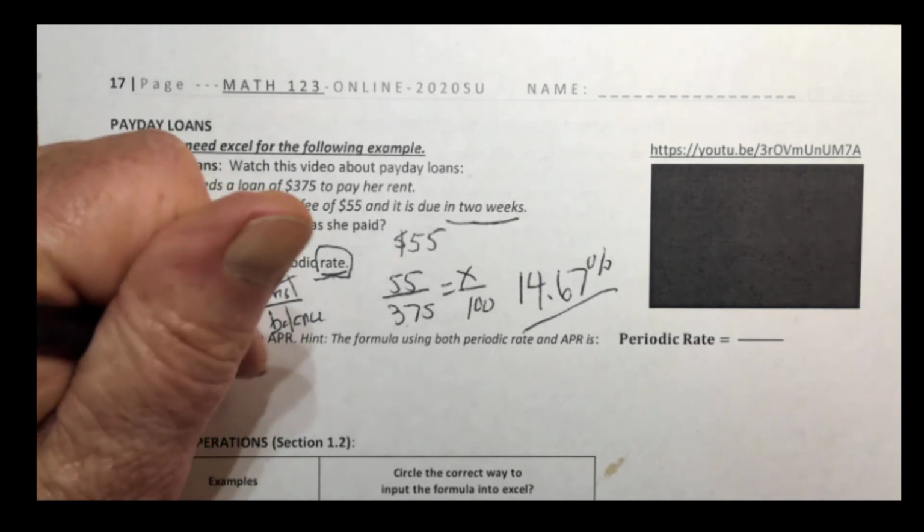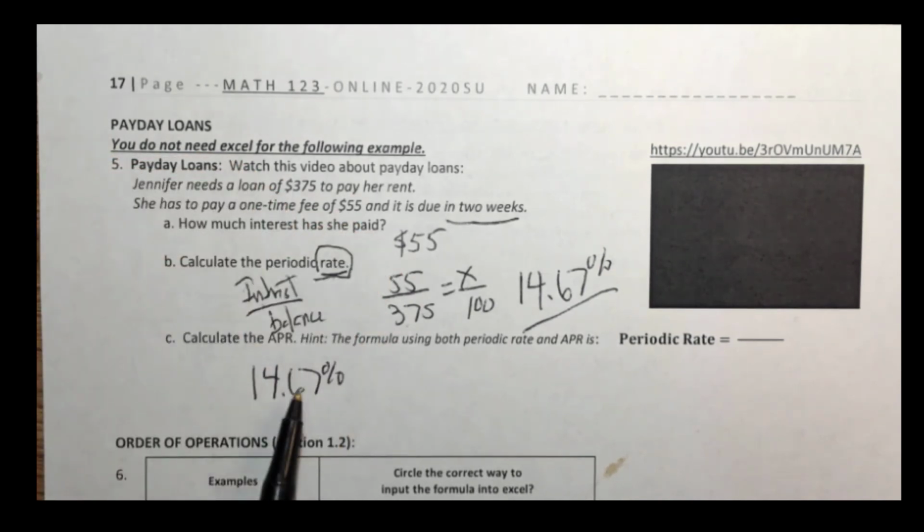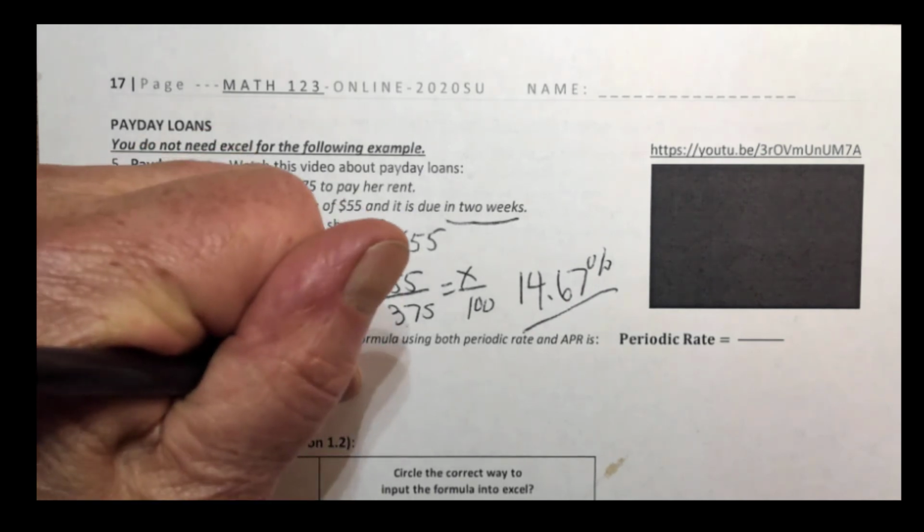So here it says calculate the APR. Well, the way I would do it was I would take the 14.67%. Now, if that was a monthly fee, I would multiply it by 12 to get the annual. If that was a weekly fee, I'd multiply it by 52 to get the annual. If it was a quarterly percentage, I'd multiply it by 4 to get the APR. But this is bi-weekly. How many bi-weekly periods are there in 1 year? The answer is 26.